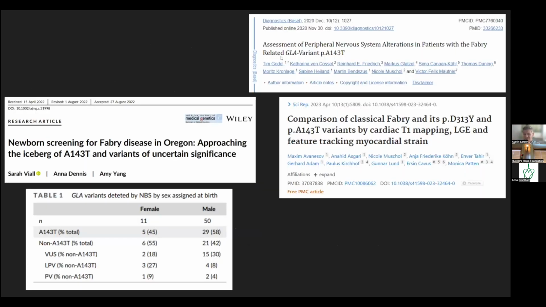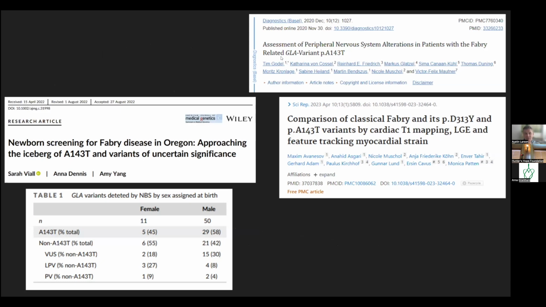This is true to an even greater extent for a condition called Fabry disease. So Fabry disease is a lysosomal storage disorder. Probably most of the people in this room are familiar with it. This is not on the recommended universal newborn screening panel. However, a significant number of states have implemented newborn screening for Fabry.